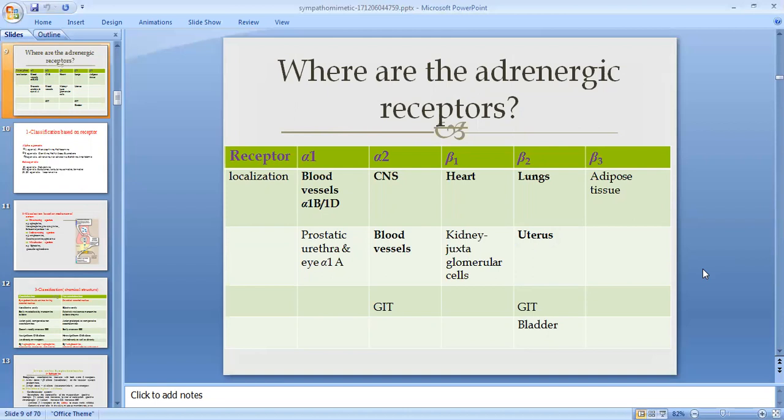Dilated pupil. Alpha 2 receptors are present in the CNS, vasomotor center, blood vessel and GIT. Beta 1 receptors are present on the heart and the juxtaglomerular cells of the kidney. Beta 2 receptors are present in lungs, uterus, GIT, and bladder. Beta 3 receptors are present on the body.